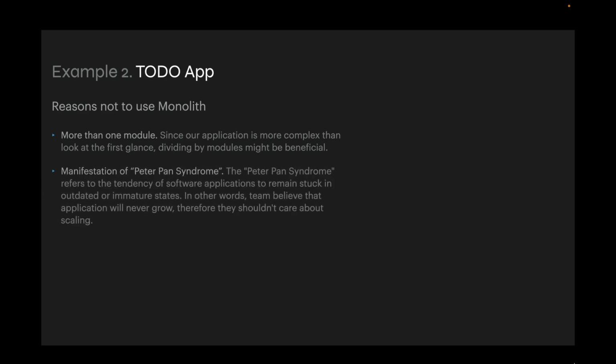The next problem is a manifestation of Peter Pan syndrome. The Peter Pan syndrome refers to the tendency of software applications to remain stuck in outdated or immature states. In other words, the team believes that the application will never grow, therefore they shouldn't care about scaling. When choosing the architecture for the application, we should think not only about the current state of the application, but about future development of it.